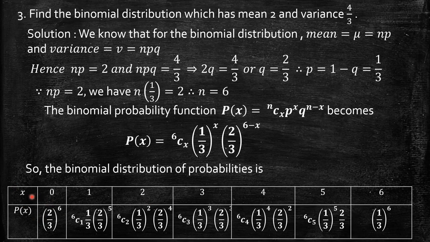So x and p of x: when x equal to 0, p of x is 6C0, substitute over here, it gives 6C0 (1 by 3) power 0 (2 by 3) power 6 minus 0, which is nothing but 2 by 3 power 6. Likewise, for each x up to 6, we find the value of the probability function, which gives these values. Together we can call this a distribution table, that is the binomial distribution.